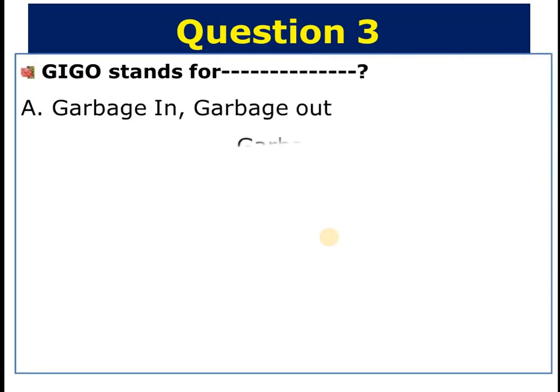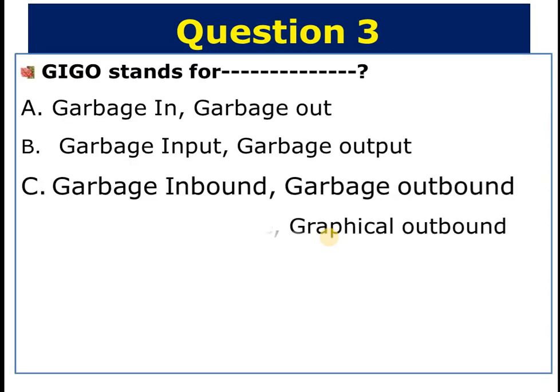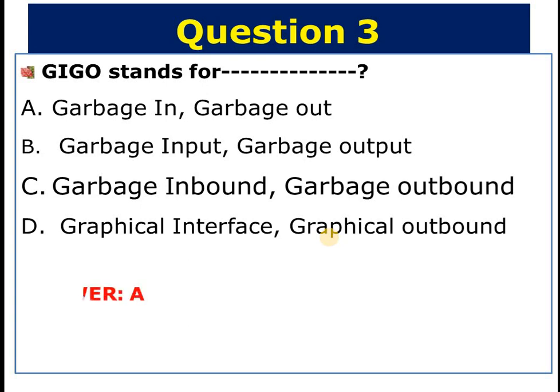Question number 3. Interesting question. GIGO stands for A. Garbage in, garbage out, B. Garbage input, garbage output, C. Garbage inbound, garbage outbound, D. Graphical interface, graphical outbound. The answer is choice A. GIGO means garbage in, garbage out.